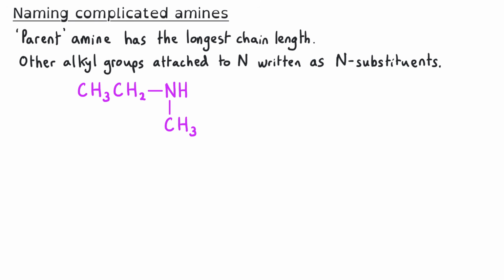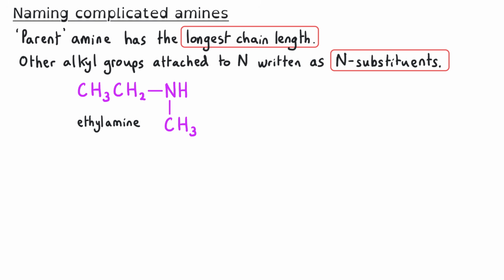To do this, we need to decide which is the parent amine. In other words, which amine has the longest chain length. And then any other alkyl groups attached to the nitrogen atom are written as N substituents. In other words, we're using N as a position indicator instead of a number. And so here we've got a nitrogen atom with an ethyl group and a methyl group attached. And so ethyl is the longest chain, and so this would be ethylamine.